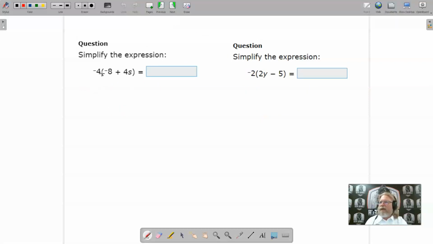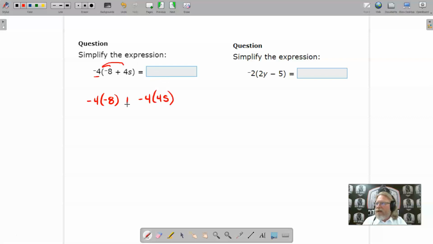On the next one here, now we got some negative times negative stuff going on right here, right? We have a negative integer out here, so negative number. And so we have negative 4. Distribute that to the negative 8. And then we also have that negative 4 being distributed to the 8 and negative 4 distributed to the 4s.